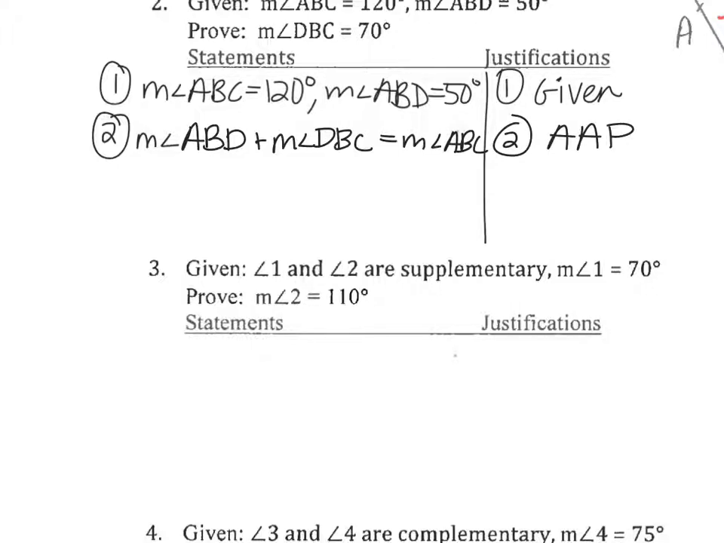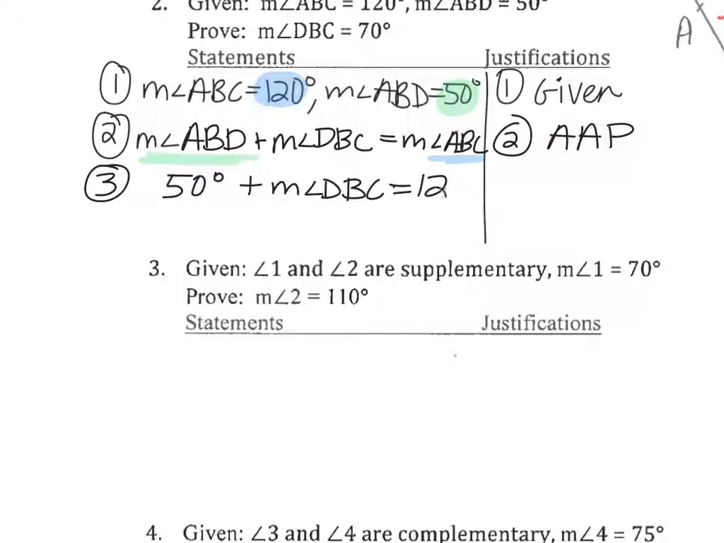We can substitute. She's saying take 50 and put it for ABD. And Mary Jean, you said 120 goes where? ABC. Because we're told that's what they're equal to. So we will write the equation that she said, 50 degrees plus measure of angle DBC is equal to 120 degrees. She said it's because we are using substitution. Do you agree? You are replacing one for the other.